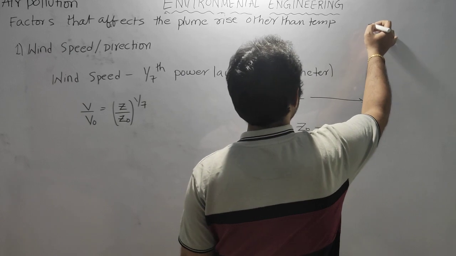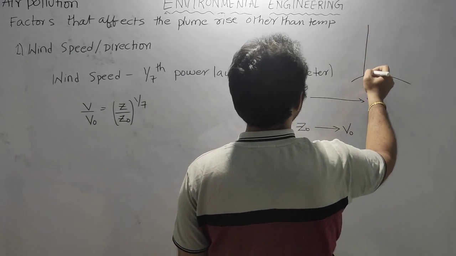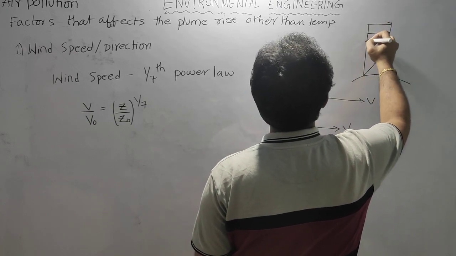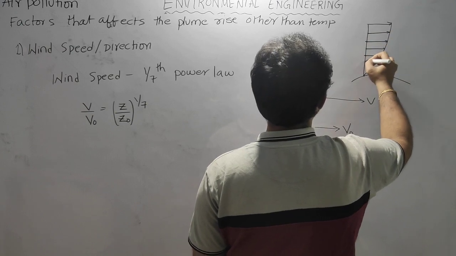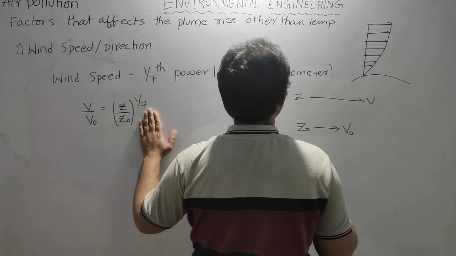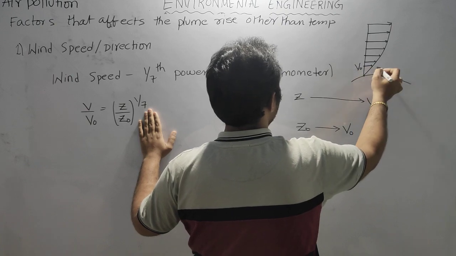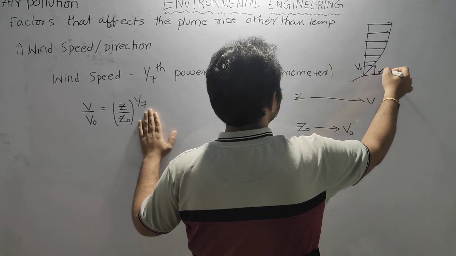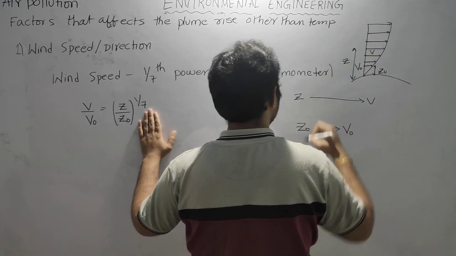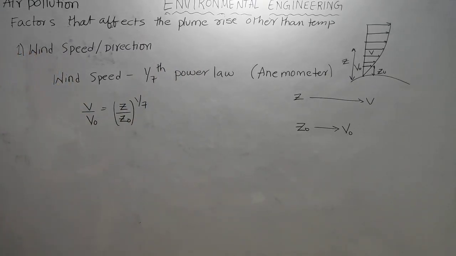So generally the wind speed, if you see, at the earth surface, if you take here, it will be 0. It gradually increases and reaches some maximum value at some altitude. The increase of this wind speed depends on the 1/7th power law using this equation. At some altitude, if you know V0, let us assume this is Z0, at any altitude you can find the V value using this 1/7th power law.